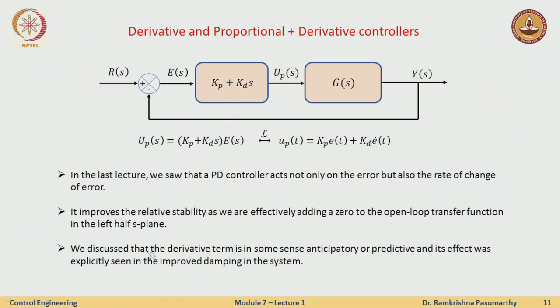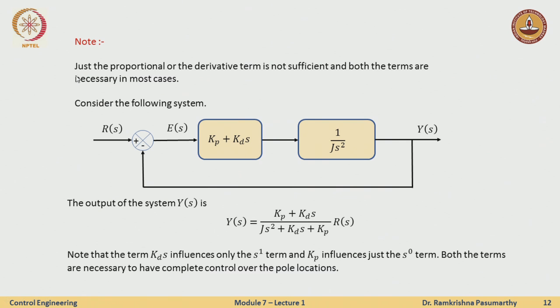And not only that, the derivative term is, in some sense, has some anticipatory behavior. It predicts how fast the error is changing, and therefore, it could take corrective actions much better than if I would not have this e dot term. So, what is the effect of adding these proportional and derivative terms, right?